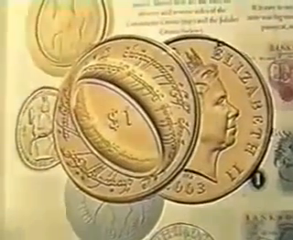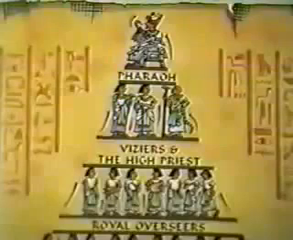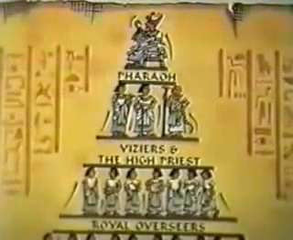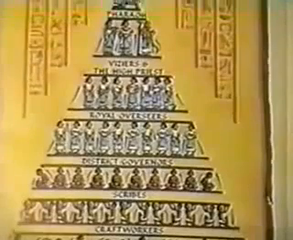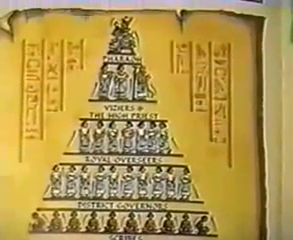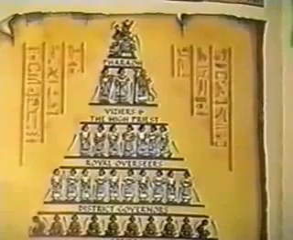Number 18. The structure of government in ancient Egypt was a step pyramid model, with the Grand Vizier and priesthood one step below the pharaoh. Today's monarchy reigns using a much more sophisticated pyramid model of authority.